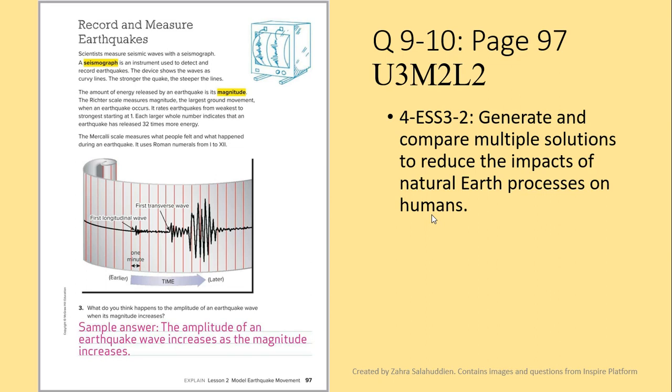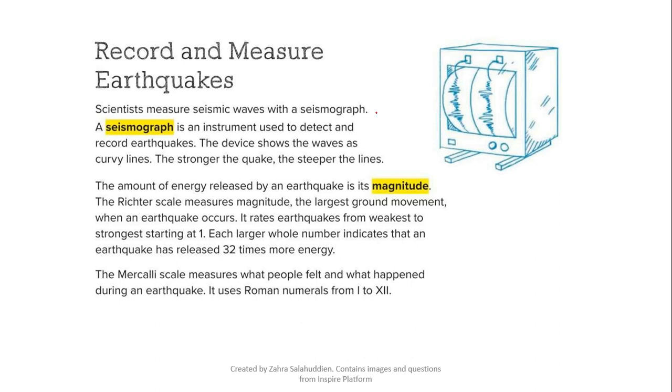Okay, now let's go to page 97 and talk about the instrument that measures the earthquake. So this is called a seismograph. A seismograph is used to detect and record an earthquake, and it will make these curvy lines to help us see the earthquake. If it is steeper lines, it shows us that the earthquake is stronger. So over here where the lines are closer and higher up, they are stronger. Where it is a gentle line and further apart, it is weaker. So the minute it goes up, it becomes stronger.